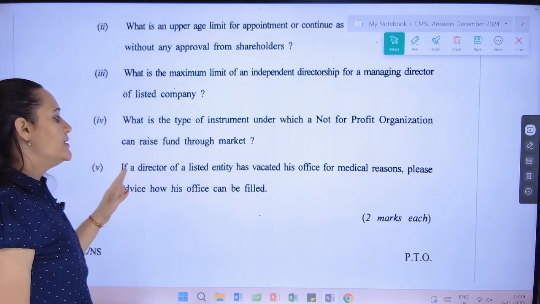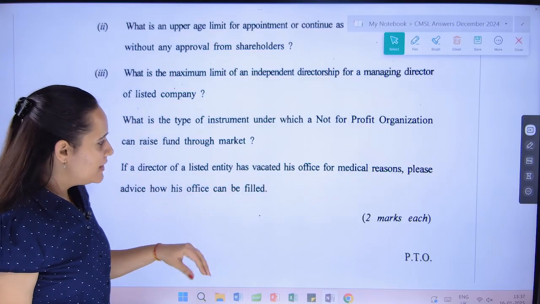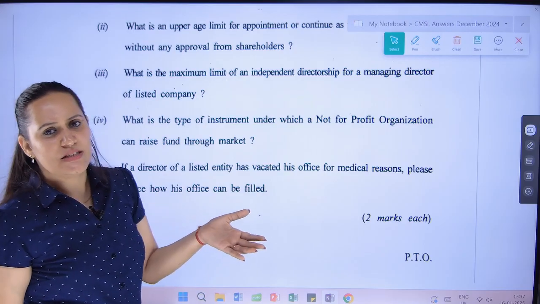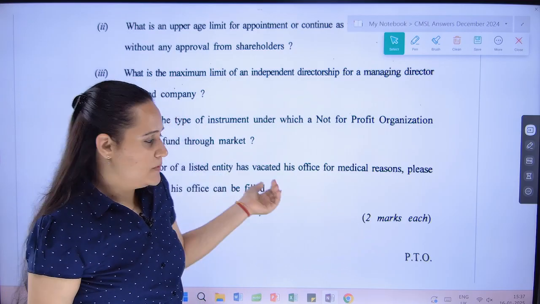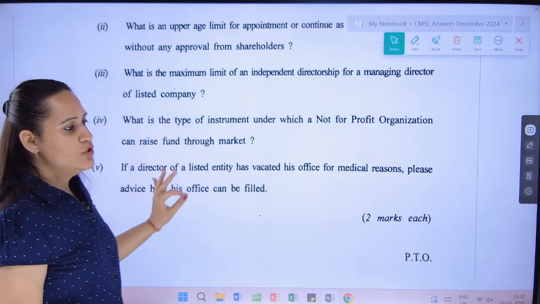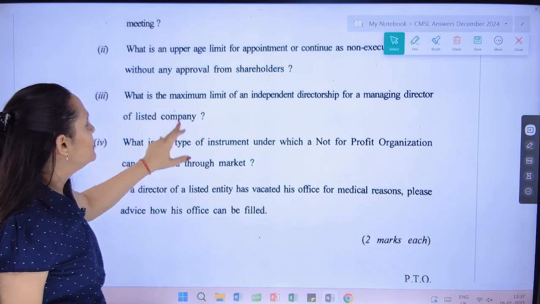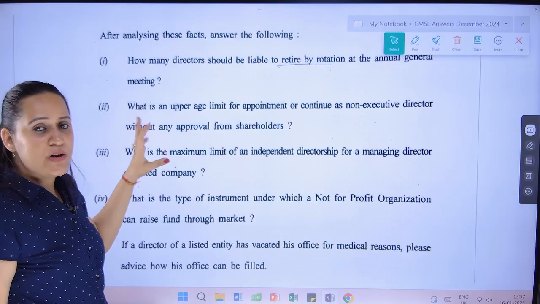If a director of a listed entity has vacated his office for medical reasons, please specify. Again, within a 3 months period, you have to appoint somebody in place of that person. So, again, all direct questions you can answer. Only for the first one specifically, you had to read the question.